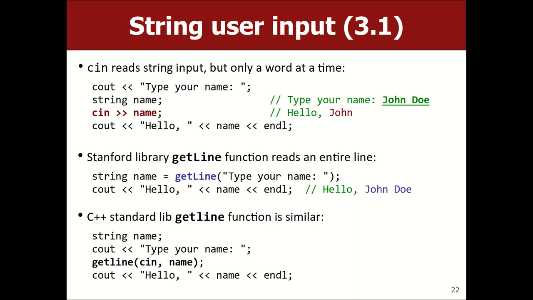One other reason why cin is bad is that when you're trying to read a string, it only reads one word at a time. So if you say your name's John Doe, it'll only read the John part. That's kind of weird. Most people expect that when you press enter, everything you type to that point is your input. So we have a function called getLine. You say what the prompt message should be, and it'll ask them that message, wait for them to type a line, and return the entire line. So I think that's the right way to do it.